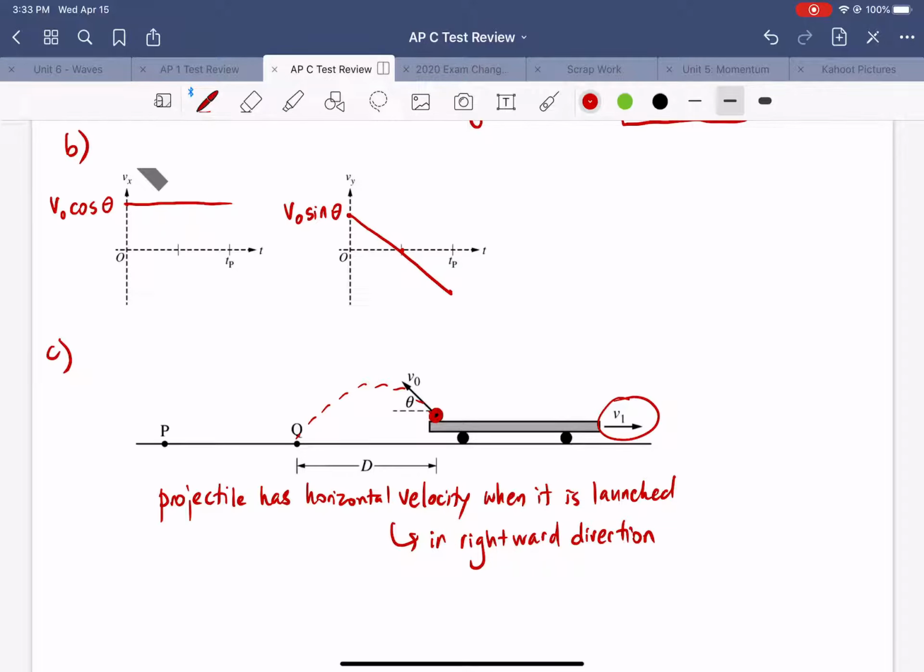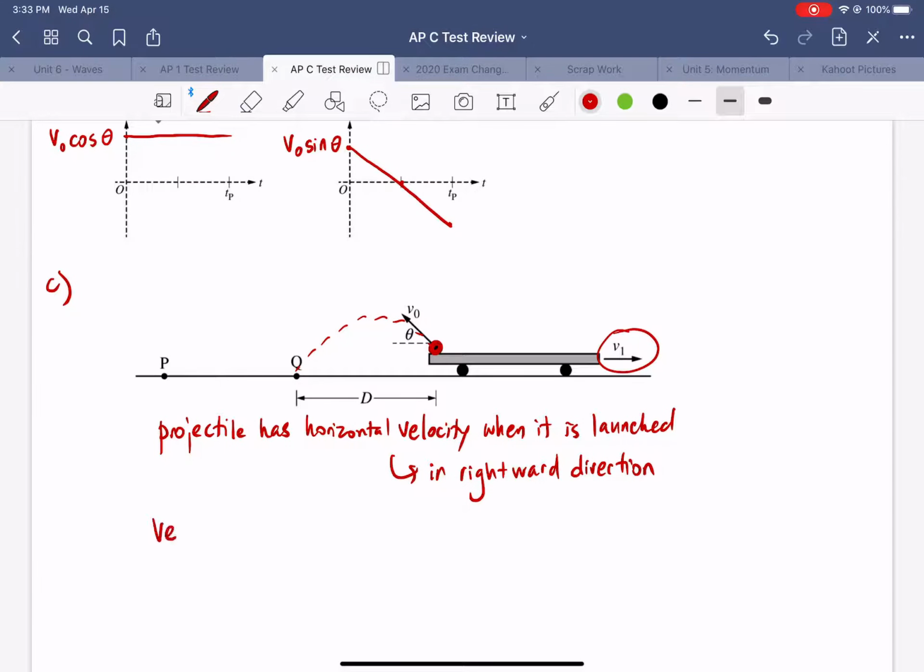So its velocity with respect to the ground is going to be its velocity with respect to the cart plus the velocity of the cart with respect to the ground. So the velocity of the projectile relative to ground is going to equal v0 cosine theta, that's its launch velocity with respect to the cart, minus the velocity of the cart with respect to the ground.